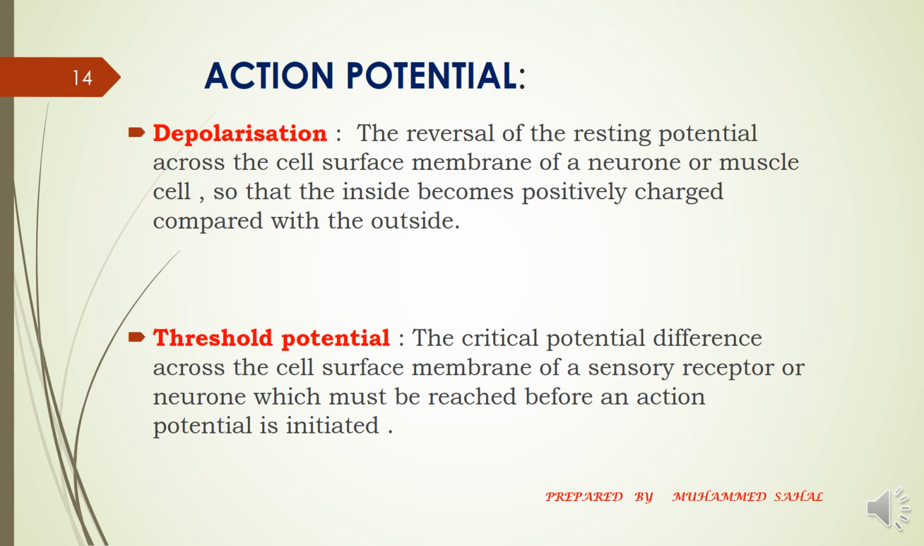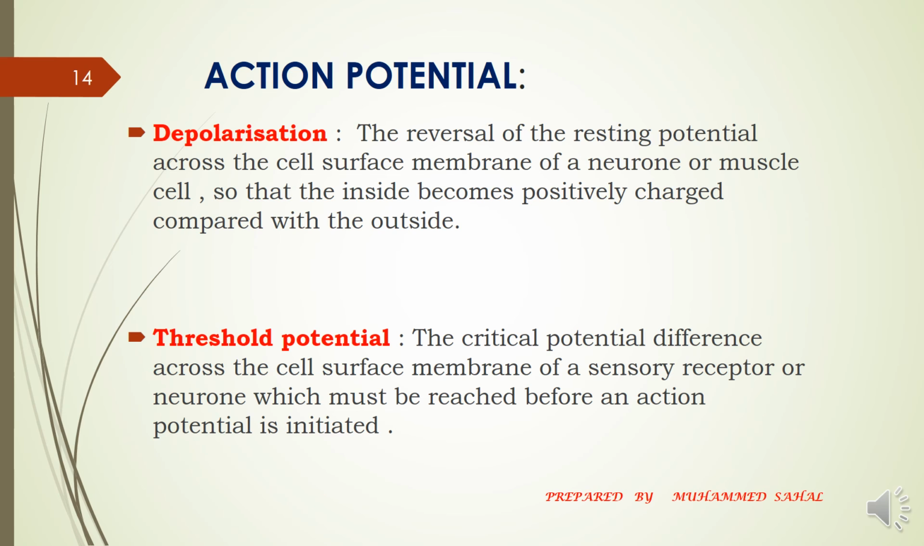Action potential. Certain terms related to action potential. The first term, depolarization. The reversal of the resting potential across the cell surface membrane of a neuron or muscle cell so that the inside becomes positively charged compared with the outside. There are two terms here. One is depolarization. Another almost similar term will come, repolarization. So never confuse these two terms.